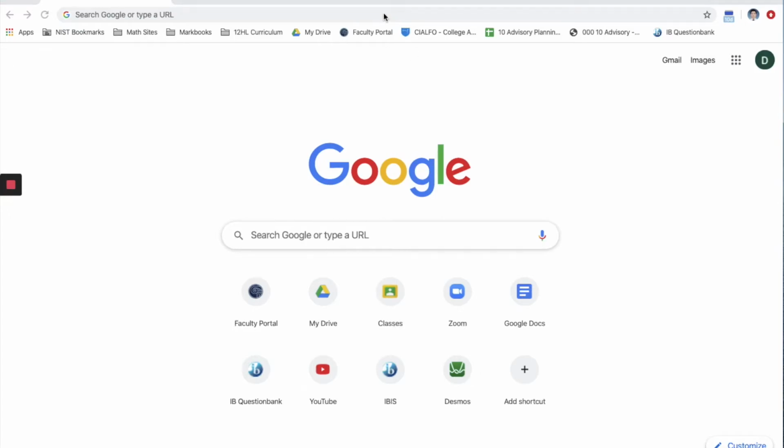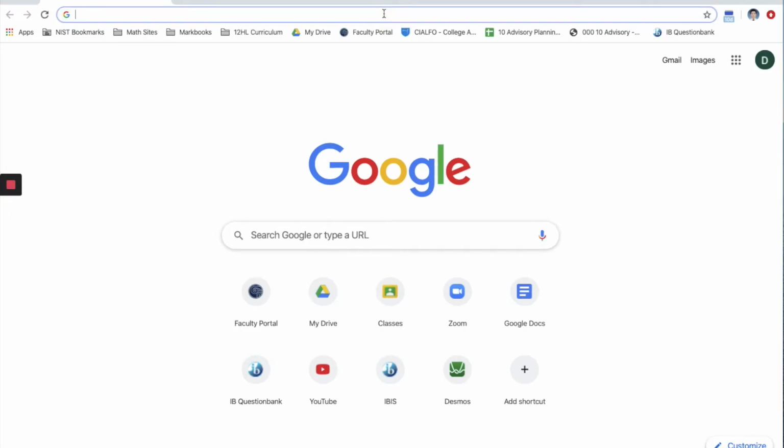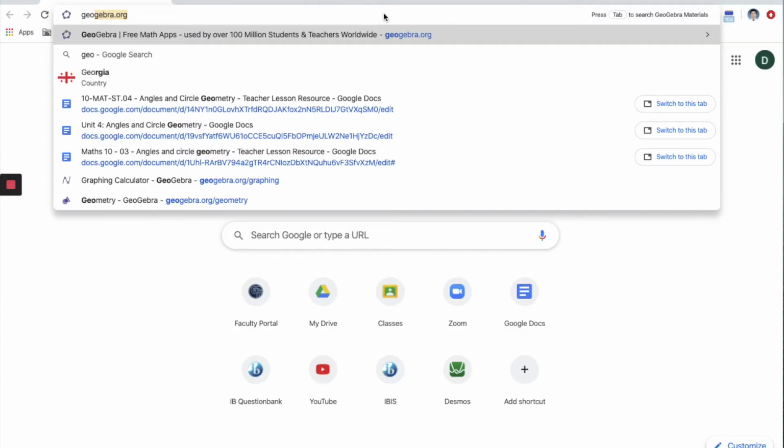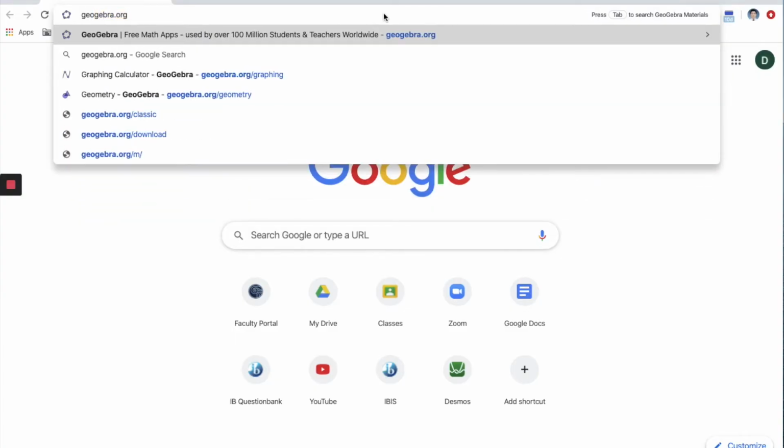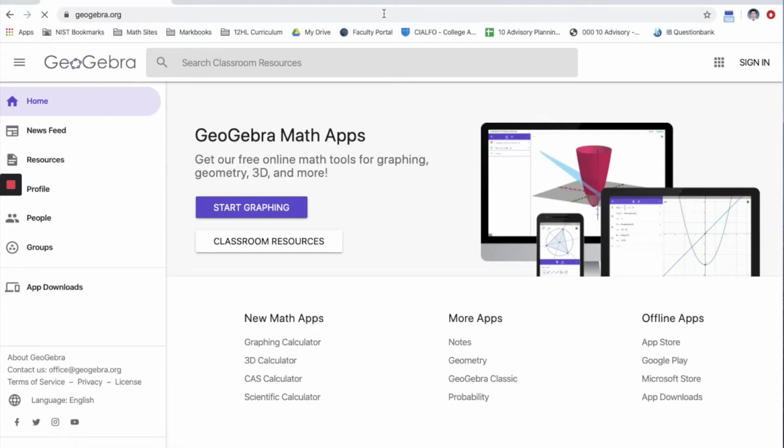First, we are going to go to geogebra.org. Geogebra.org. And then on the bottom corner here in the middle, you're going to click on geometry.